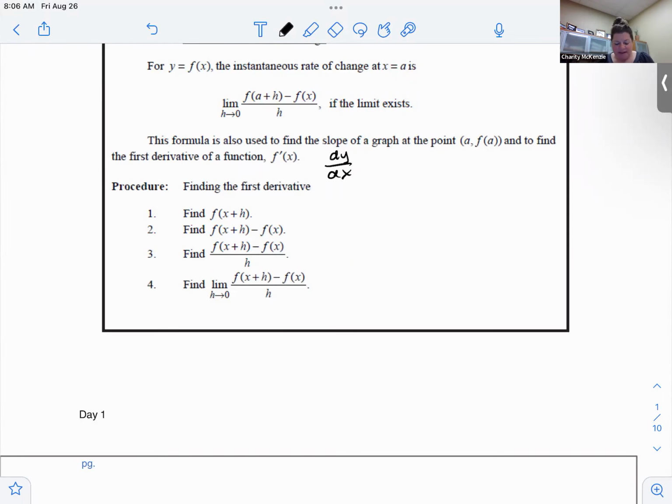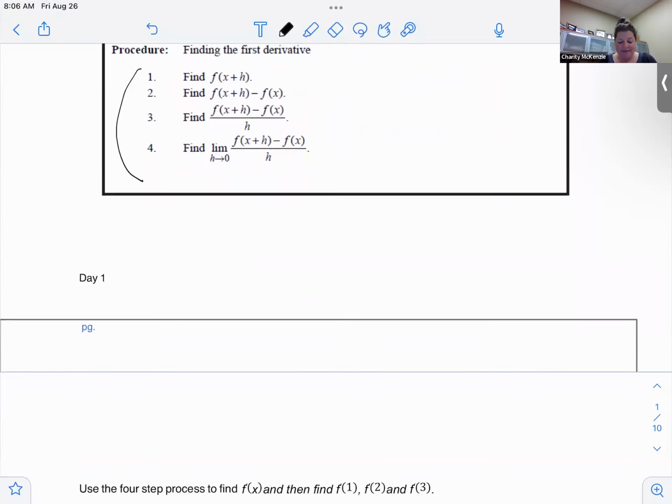Okay, so this is our 4-step process here that is going to find our derivative. So we start with putting in x plus h into our function. Step 2 is we subtract back off that original function. That's just your change in y. Then we divide it by h, which is your x's, and then we take the limit at that specific spot. So that's how I find the derivative.